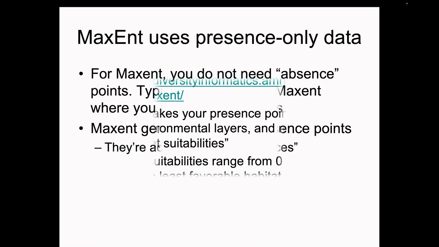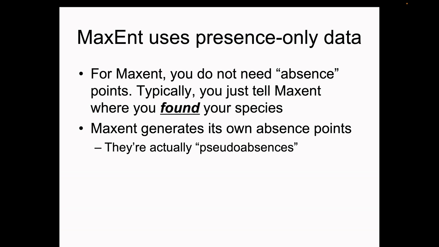Now here's the thing I alluded to moments ago. When using Maxent, you do not need actual absence points. Typically, when you use Maxent, you only supply locations where your species occurs. You don't supply locations where your species does not occur. Maxent generates its own absence points. And actually, these absence points are called pseudo-absences.